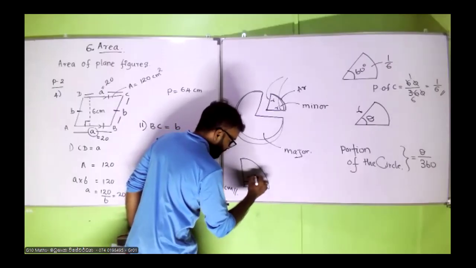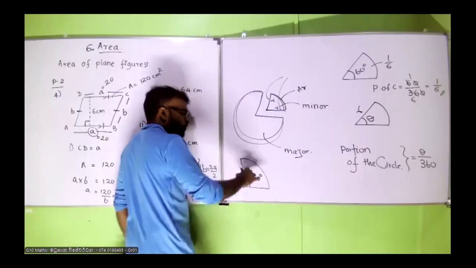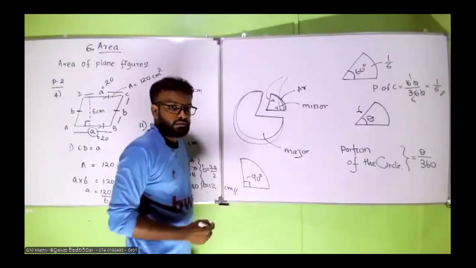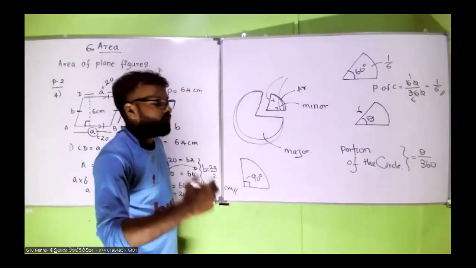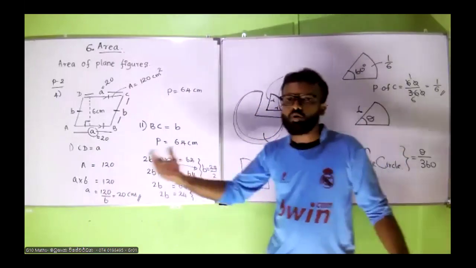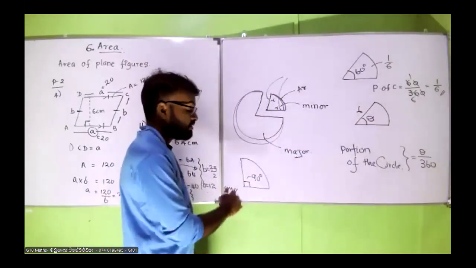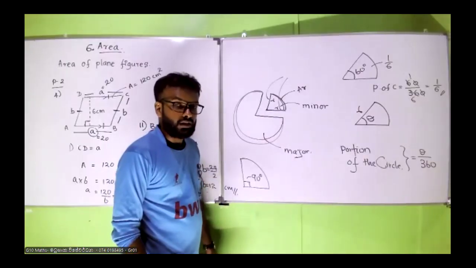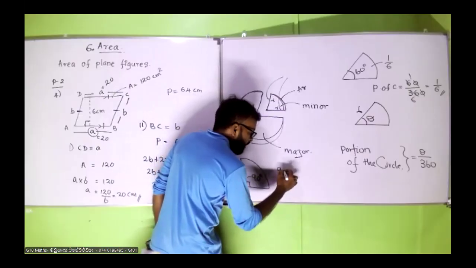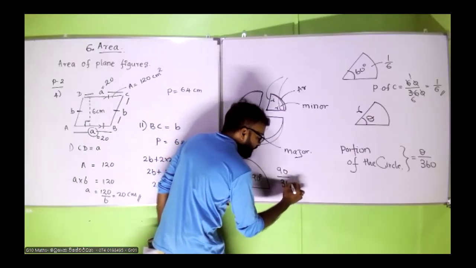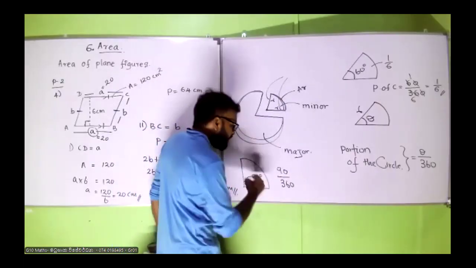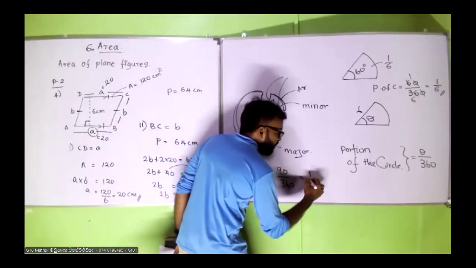This is 90 degrees. How are we going to calculate the portion of the circle of this part? Yes, 1 over 4. You can tell it at once. These are very similar things that you can see in your papers. No need to write 90 divided by 360. Directly you can write the portion of the circle is 1 upon 4.